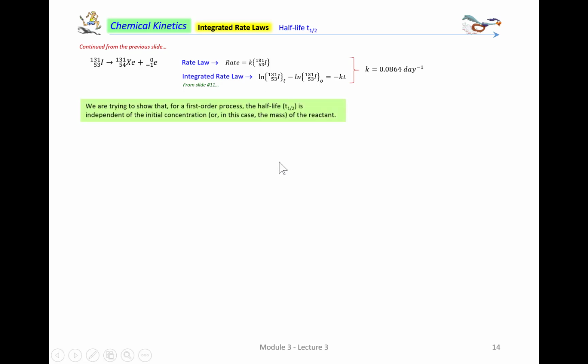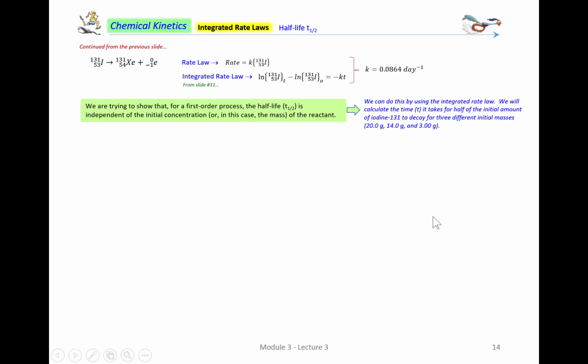We're trying to show that for a first-order process, the half-life is independent of the initial concentration, or in this case, the mass of the reactant. And the way we can do that is we're going to use our rate constant here to actually calculate the time it takes for half of the initial amount of iodine-131 to decay for 3 different initial masses. So we're going to basically calculate the half-life if we start with 20 grams or 14 grams or 3 grams.